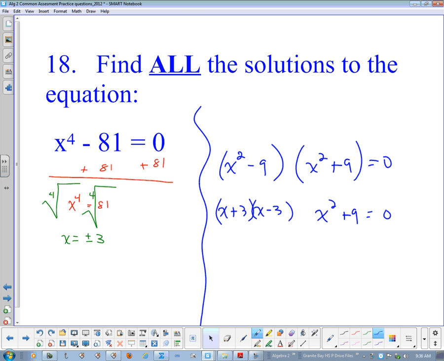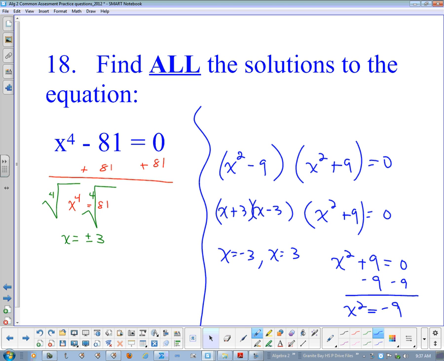When you use the zero product property here, you're going to get x is equal to a negative 3, x is equal to a positive 3. Then when I set this one, x squared plus 9 equals 0, guess what happens? You can't take the square root of a negative, because we subtract 9 on both sides and end up with x squared equals negative 9, and you can't take the square root of a negative and end up with a 0. Does that make sense?